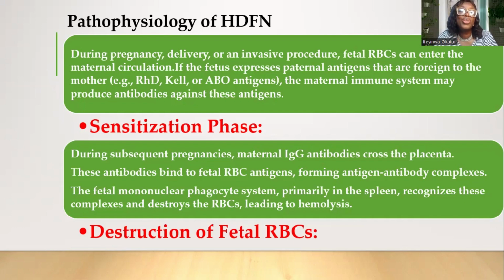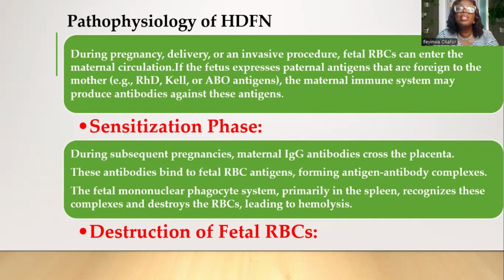Now, the second phase is destruction of the fetal red blood cells. Some of these antibodies are IgG in nature, and they have the capacity to cross the placenta. So after the sensitization phase, during subsequent pregnancies, maternal IgG antibodies can cross the placenta. These antibodies bind to fetal red blood cell antigens, forming antigen-antibody complexes. The fetal mononuclear phagocyte system, primarily in the spleen, recognizes these complexes and destroys the red blood cells, leading to what we know as hemolysis. So pathophysiologically, we have two phases: the sensitization phase and the destruction of red blood cells phase.